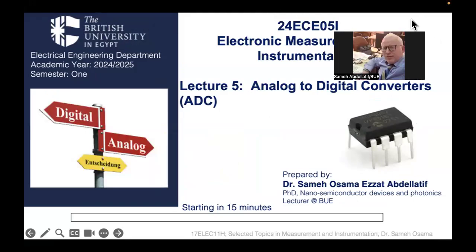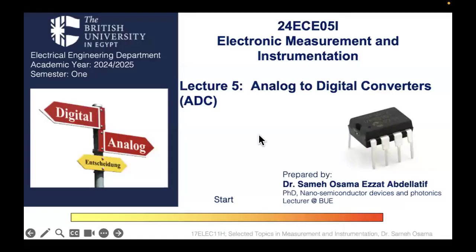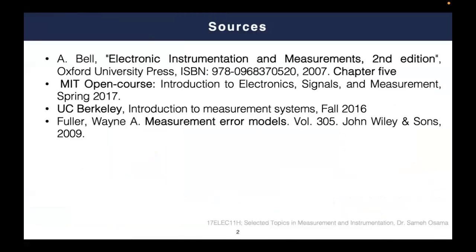Okay, let's start. So ADCs, or analog digital converters, are electronic chips used to convert analog signals into digital signals. Again, as usual, you can follow a more detailed description of our content using our main reference, Electronic Instrumentation and Measurement by Andreas Bell, chapter 5, or you can use our additional electronic resources, which you can find on the e-learning page.